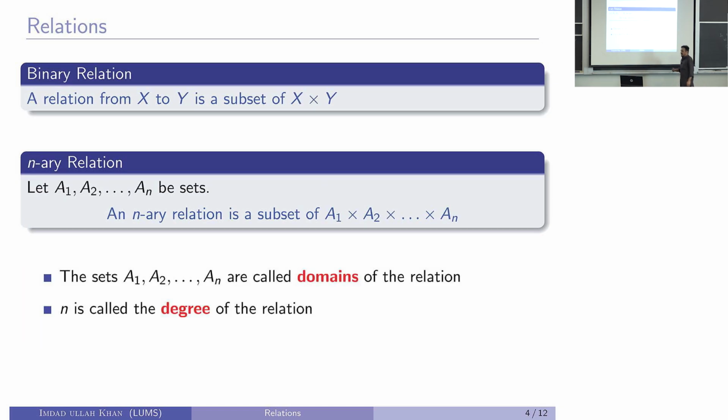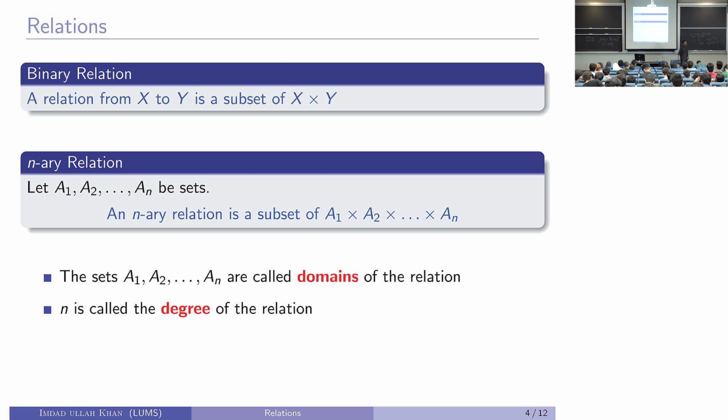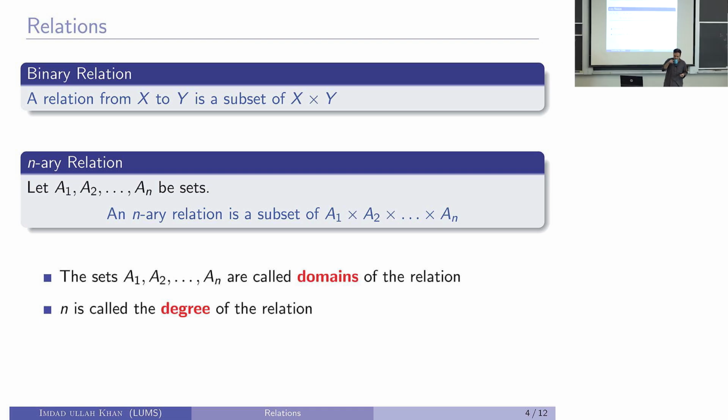Now let me just show you the examples. This is a relation from x to y. It's called a binary relation if it's a relation from x to y, which is a relation between two sets. We could have relations on multiple sets, called an n-ary relation. We'll talk about it later. This n is called the degree of the relation. What's the degree of a binary relation? 2. The degree of a ternary relation is 3. It involves 3 sets, it relates elements of 3 sets.